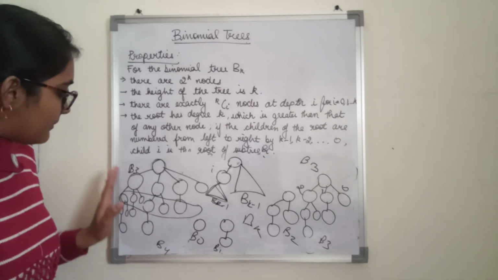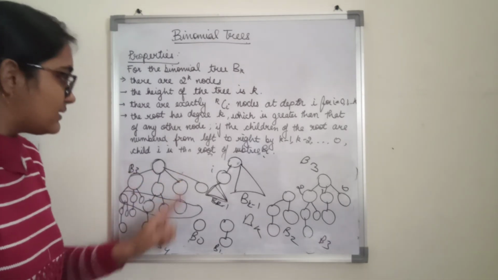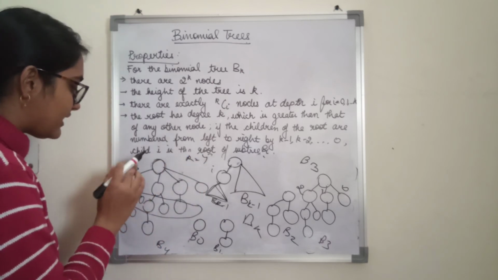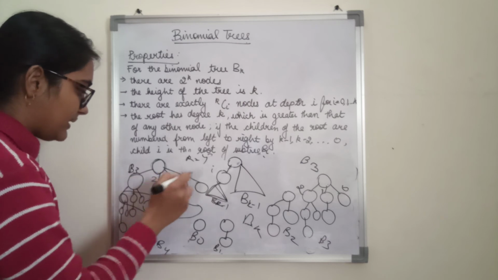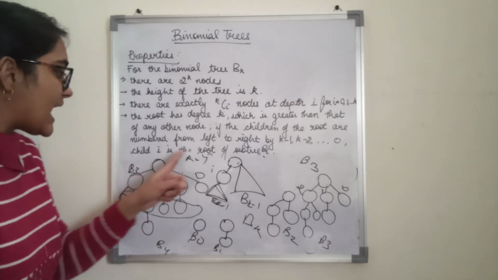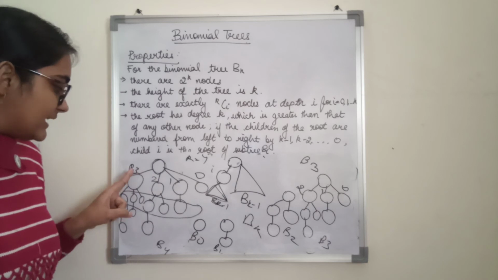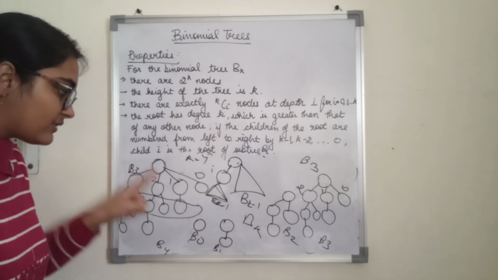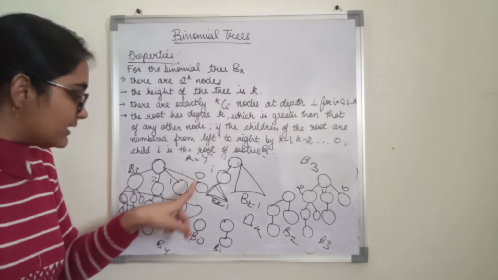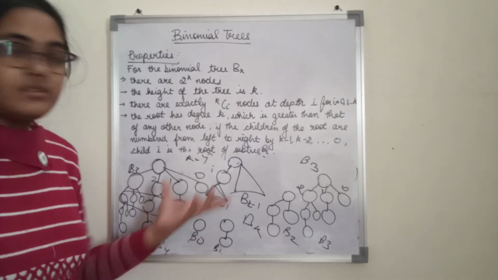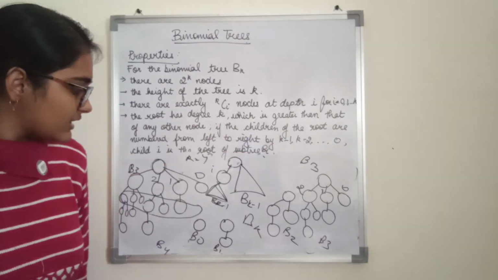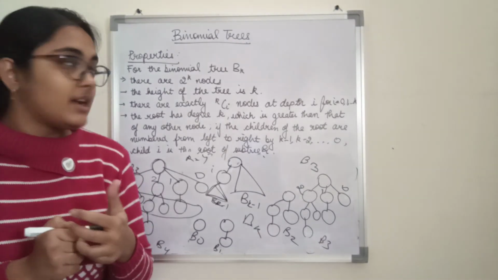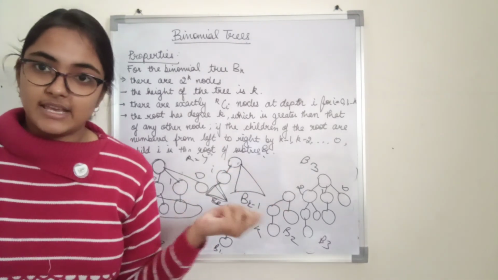In case we number the children from left to right by 3, 2, 1, 0, that is from k-1, taking k equal to 4, then child i is the root of subtree Bi. This is the root of subtree B3, this is the root of subtree B2, this is the root of subtree B1, this is the root of subtree B0. So this is a very trivial property, which you can directly make out from the image. I hope all the properties of the binomial trees are clear.